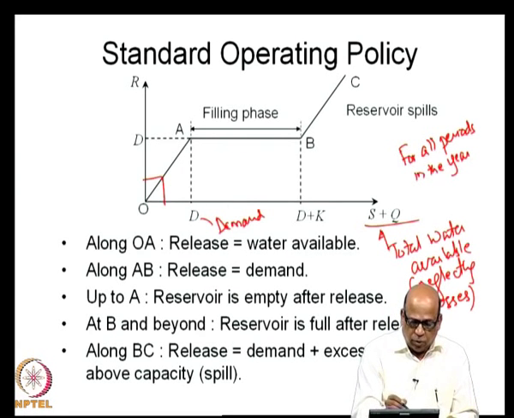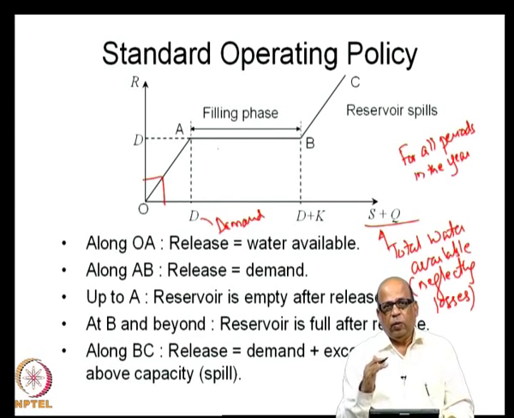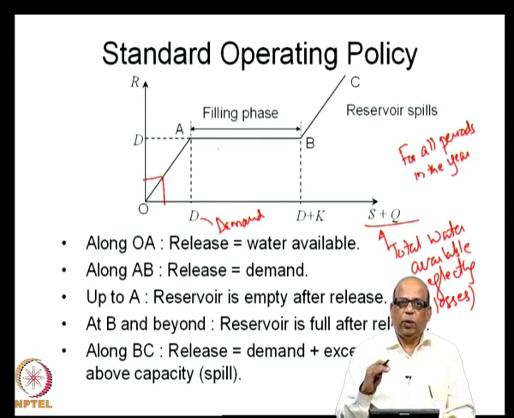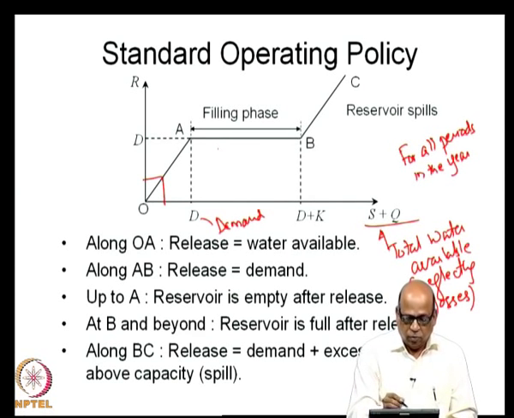Then once S plus Q is greater than or equal to D, what will happen? You will still make the release D only, just to meet the demand. But because S plus Q is higher than D, you are left with some water, and this water will start filling the reservoir. So, as you go to the right of D, there is total water available to the right of D, and the reservoir level starts filling. So, this is the filling phase.